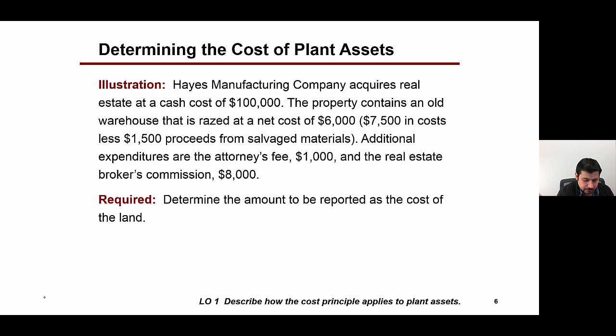Here, we have the purchase cost, which was $100,000, and then we have a net cost of demolition of $6,000. We have additional fees, the attorney's fee and the broker's fee. So at this point, the cost will be $100,000 plus $6,000 plus $1,000 plus $8,000, and the total will be $115,000.